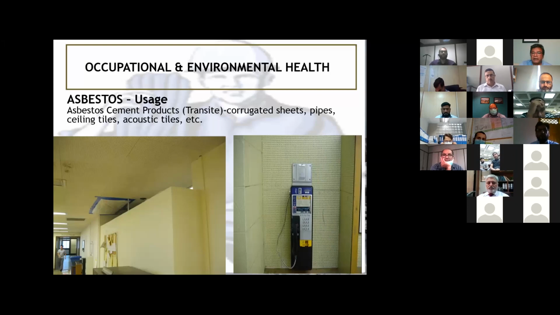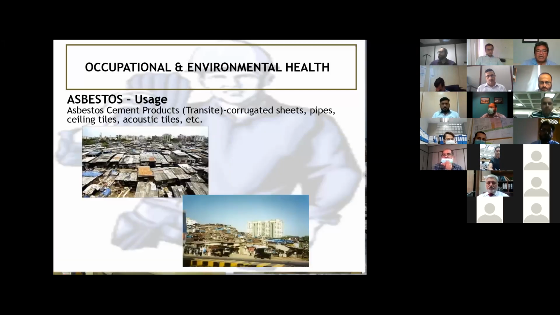Transite ceiling tiles and transite panels, these are more or less for acoustic purposes. Picture on the left is a library, where the entire library has these transite ceiling tiles. So it provides a sort of sound barrier. And then the other one is in a hostel, it's a phone booth. Of course, if somebody is talking on the phone, other people would not be able to listen. This is, I think, India or Karachi. This is the low-cost housing, where we use corrugated sheets which are asbestos containing.